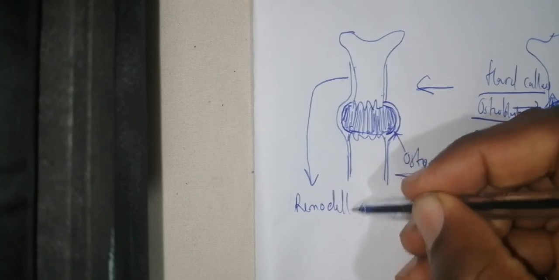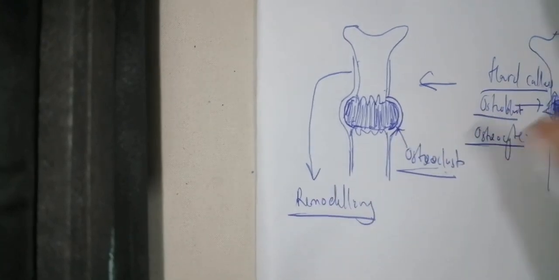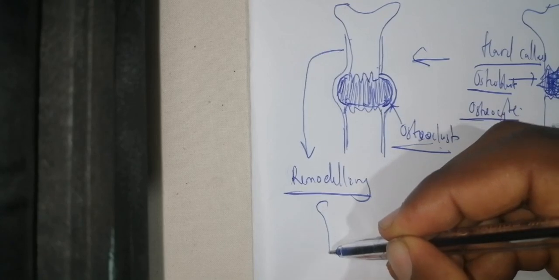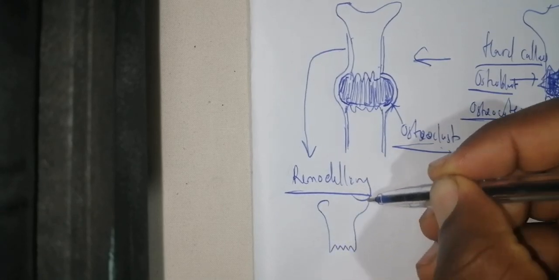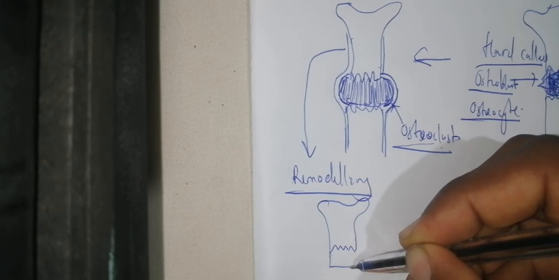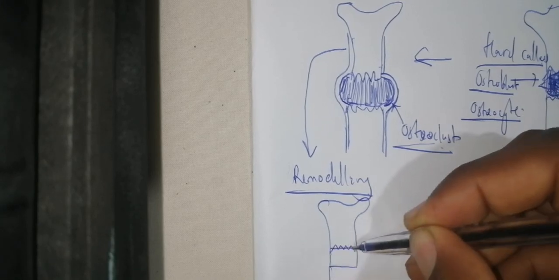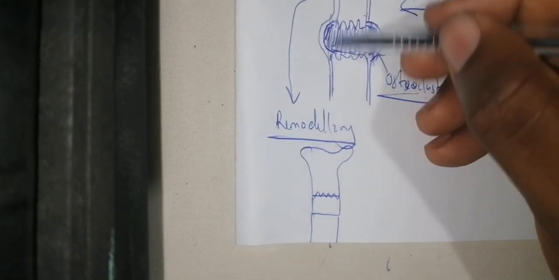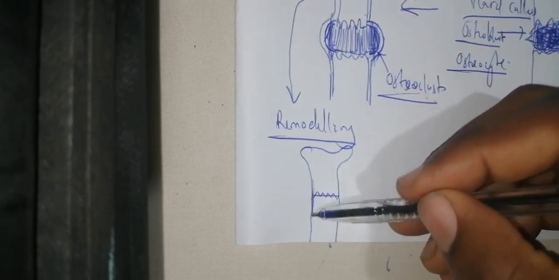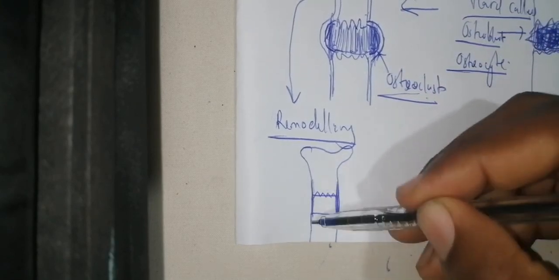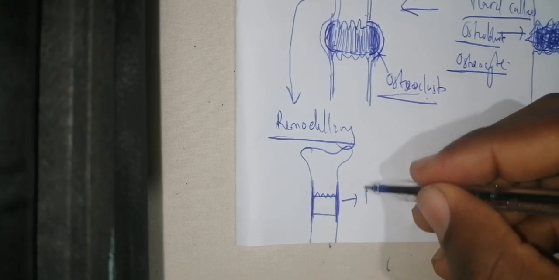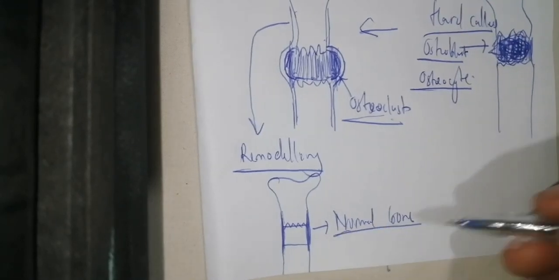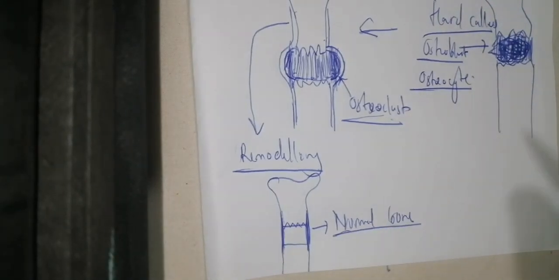The osteoclasts function in remodeling. They remove all this excessive hard callus and place it back into the normal location, such that the hard callus stays only in the normal position to produce back the normal bone. That is the end of the process of bone healing.